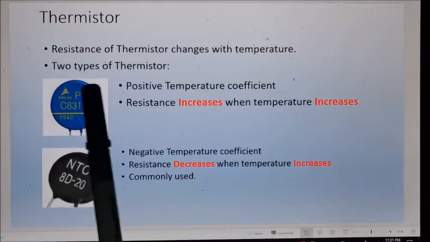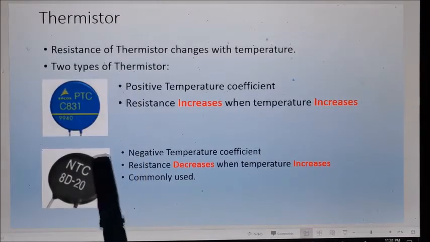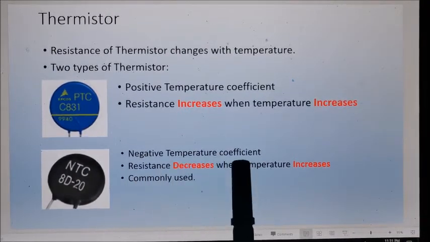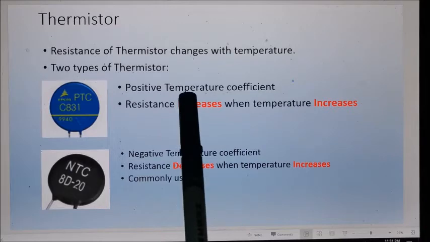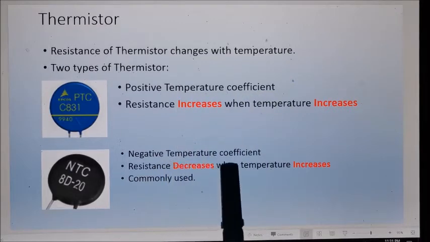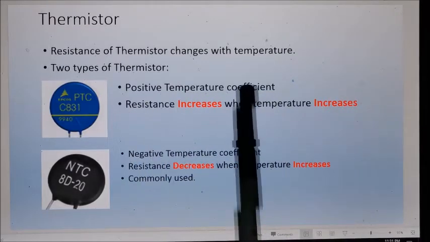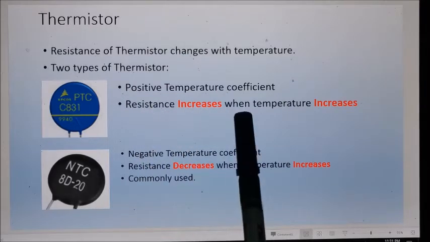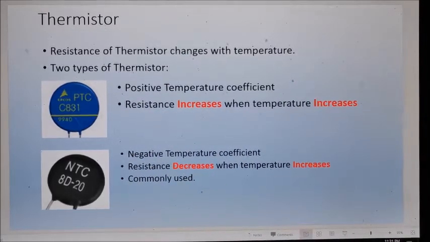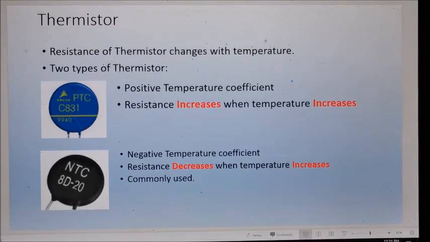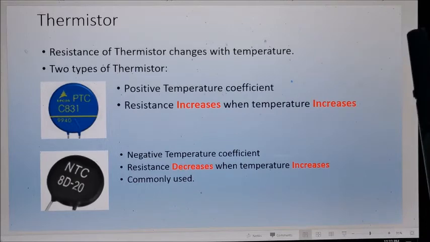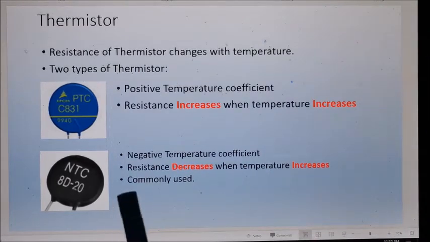Now there are two types, basically two types of the thermistor. This is the more commonly used one, right? Negative temperature coefficient. What does positive temperature coefficient and negative temperature coefficient mean? I think you have already read it, right? Resistance will increase when temperature increases, right? Positive temperature coefficient. It follows the temperature. Temperature increases, resistance also increases. Negative temperature coefficient, temperature increases, my resistance will decrease.